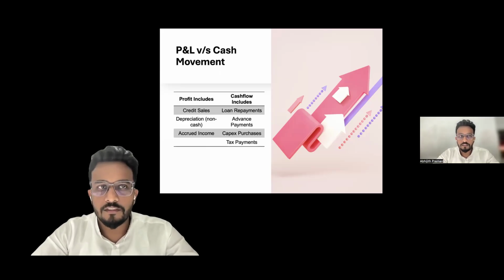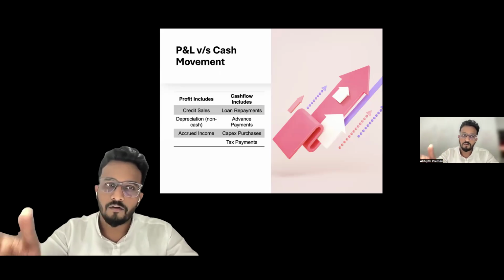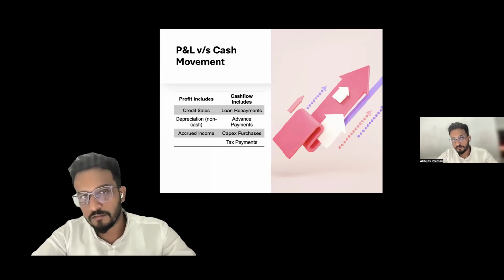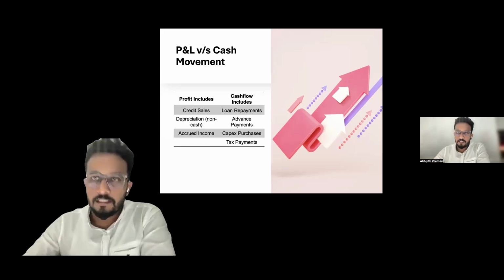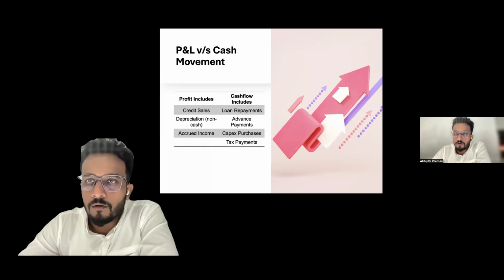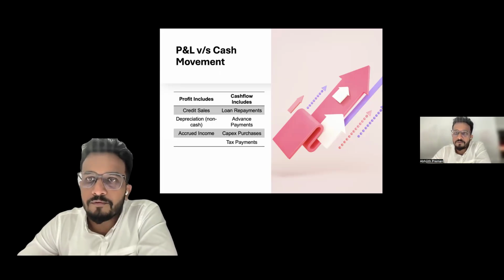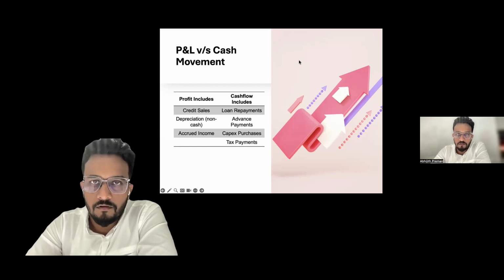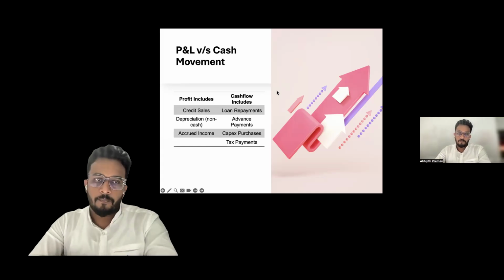Now, profit and loss versus cash movement. Like I've told, I've taken a few entries which are part of profit but not included in cash flow, and part of cash flow but not included in profit. For example, credit sale, the example which we told right now. If you're giving a credit sale to a customer today of say 50 lakhs or whatever it is, that becomes part of your P&L. But that doesn't become part of your cash flow because payment happens only after a few days.